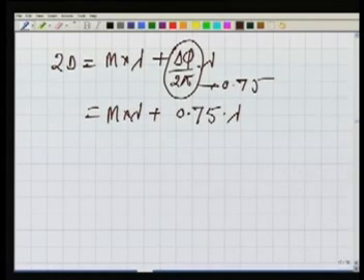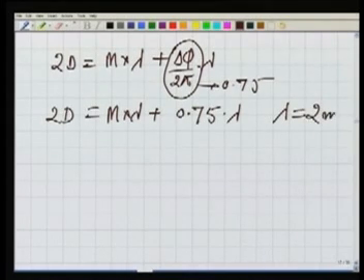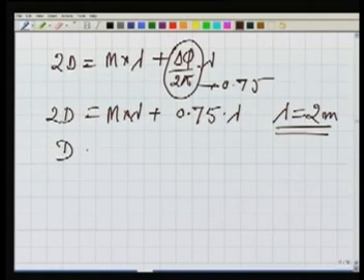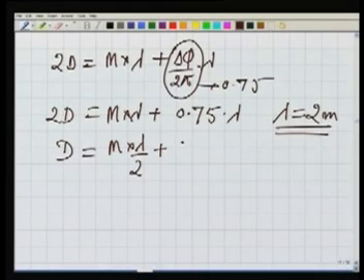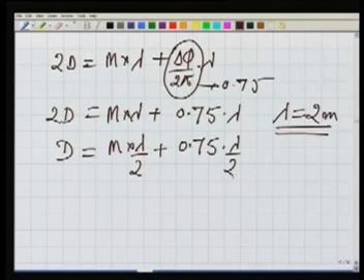We do not know in this case the value of m. We do not know the value of m, but this is what our equation will say. If, for example, let us say we take this lambda as 2 meter, this equation turns out to be D is m into lambda by 2 plus 0.75 times lambda by 2.